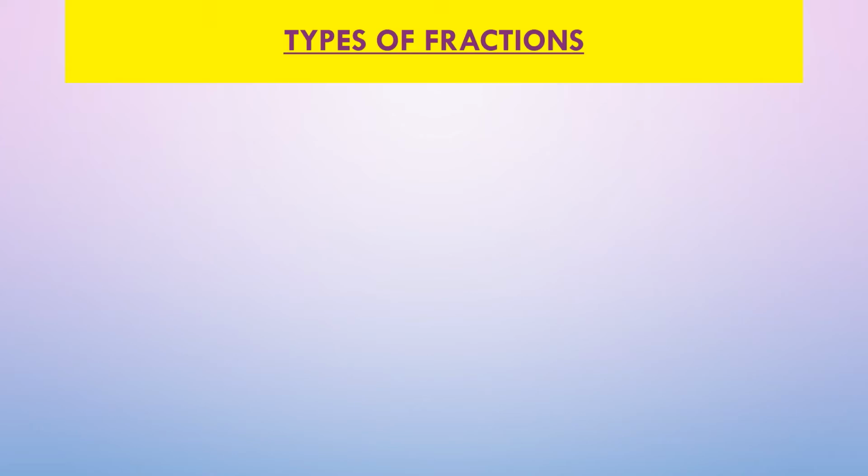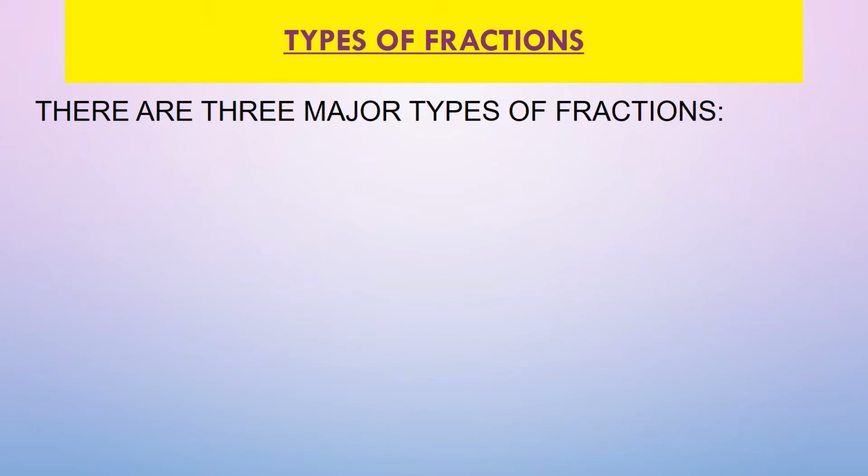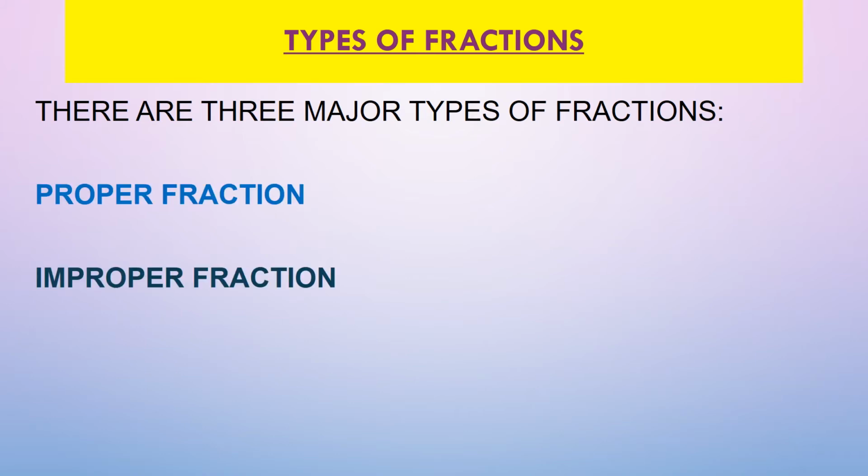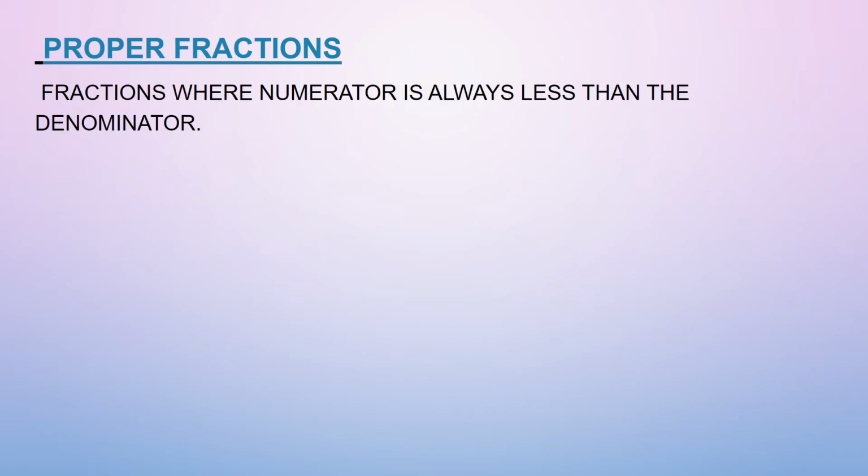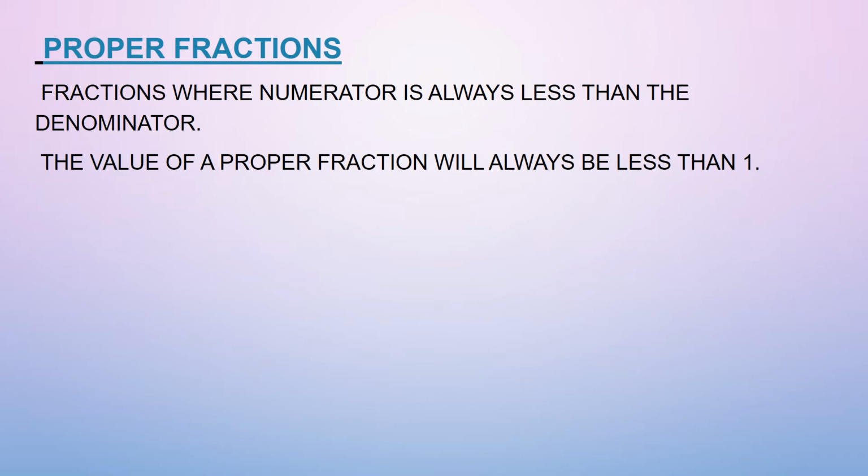Next topic is types of fractions. There are 3 major types of fractions. First, proper fraction. Second, improper fraction. And third one, mixed fraction. Let's start with proper fractions. Fractions where the numerator is always less than the denominator are called proper fractions. The value of a proper fraction will always be less than 1.